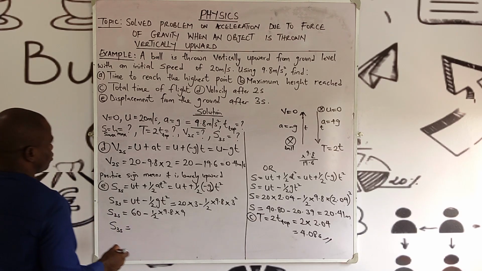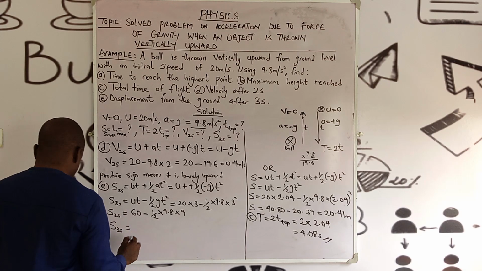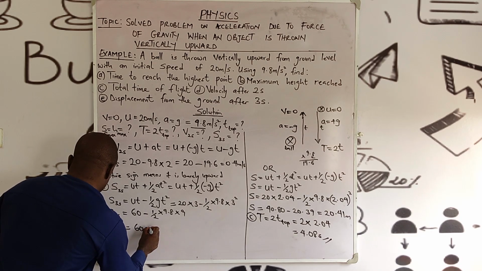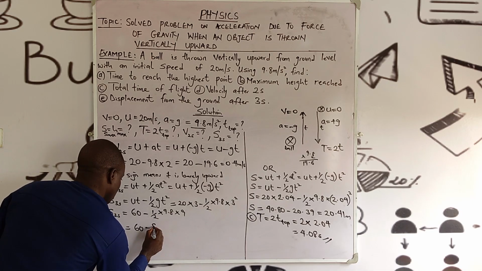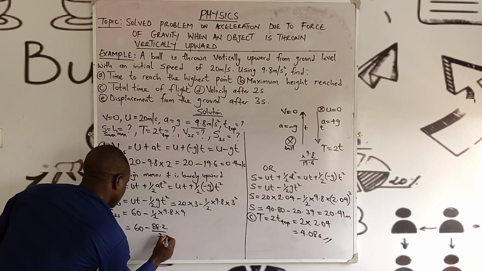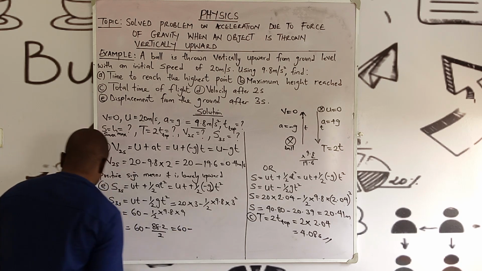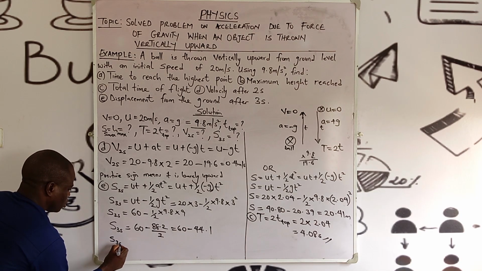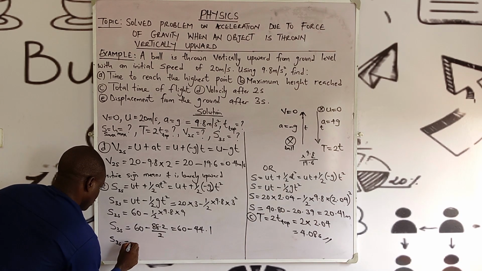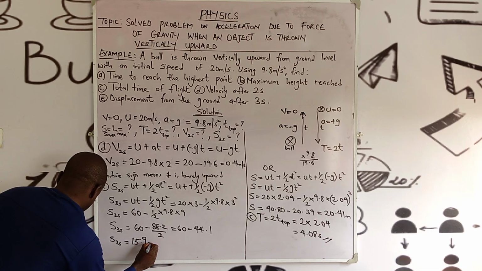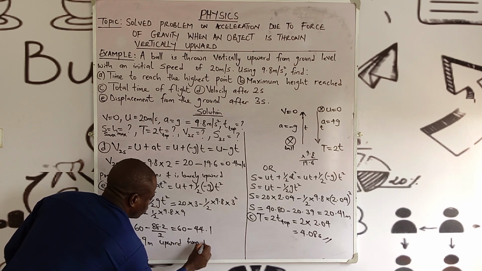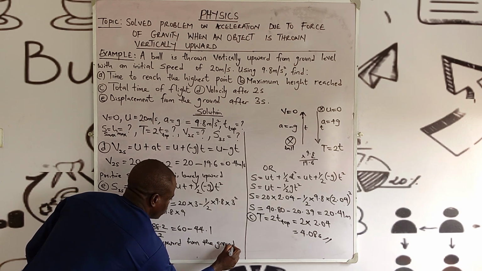Displacement from the ground after 3 seconds, we have 60 minus 9.8 times 9, that's 88.2, divided by 2, which is 60 minus 44.1. So s at 3 seconds equals 15.9 meters upward from the ground.